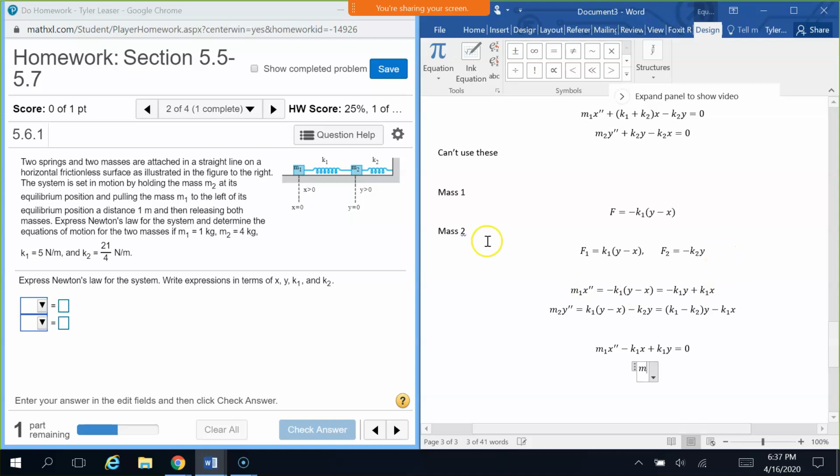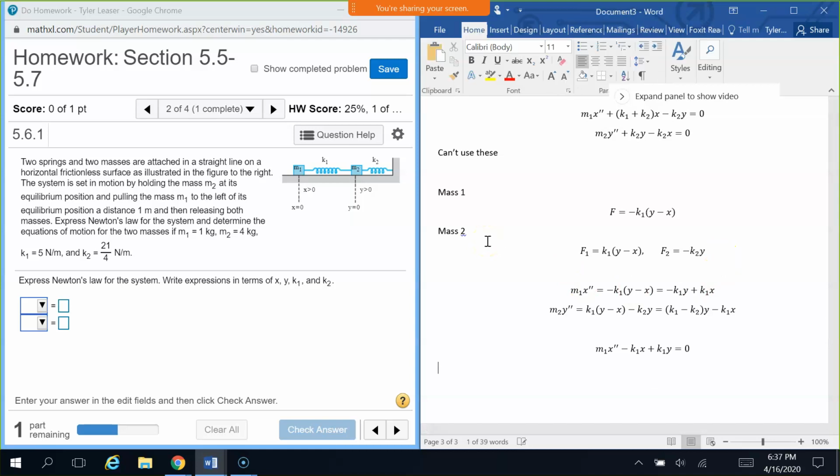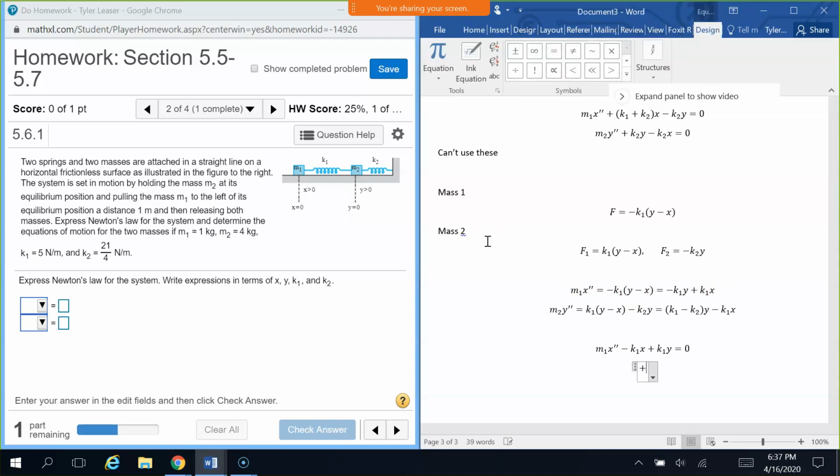For the second equation, I want the x's first. So I'm going to add that k1x over to the left-hand side. That's my only x value. Plus I have the m2y double prime and minus k1 minus k2 times y equals 0.